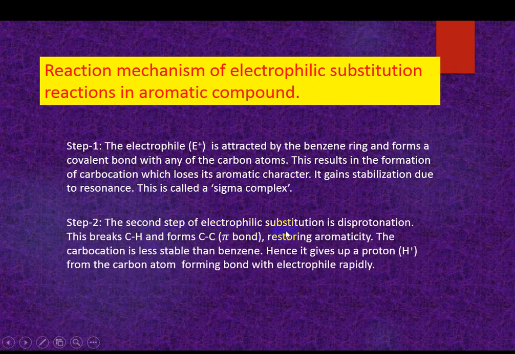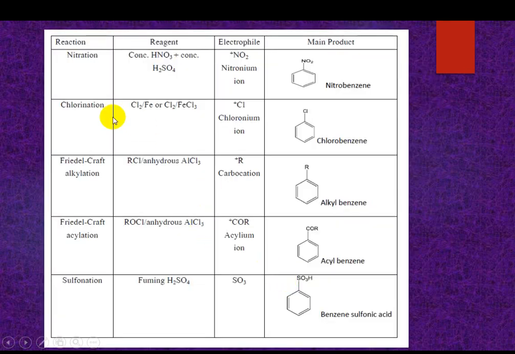The second step of electrophilic substitution is deprotonation. The proton is lost. This breaks the carbon-hydrogen bond and forms a carbon-carbon pi bond, restoring aromaticity. When deprotonation, loss of a proton, occurs, the bond breaks and forms a carbon-carbon pi bond again, restoring aromaticity. The carbocation is less stable than benzene, hence it gives up a proton from the carbon atom, forming a bond with the electrophile rapidly. Okay, nitration reaction, what is the electrophile?